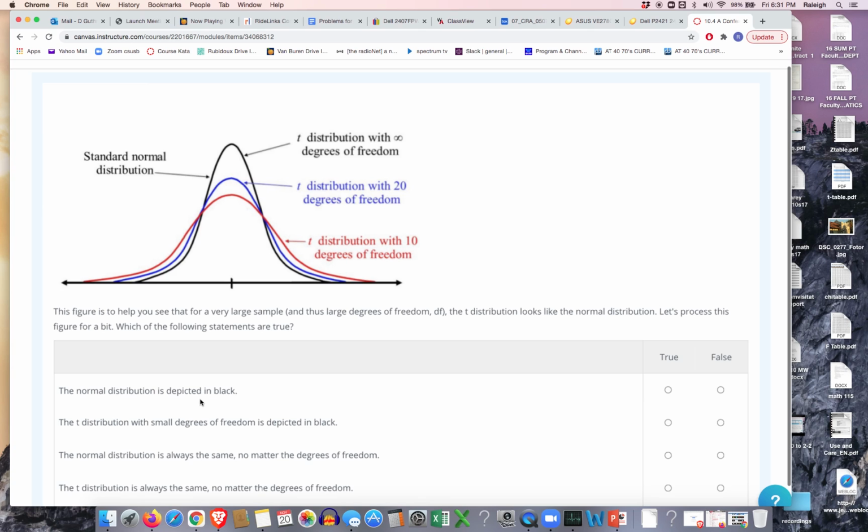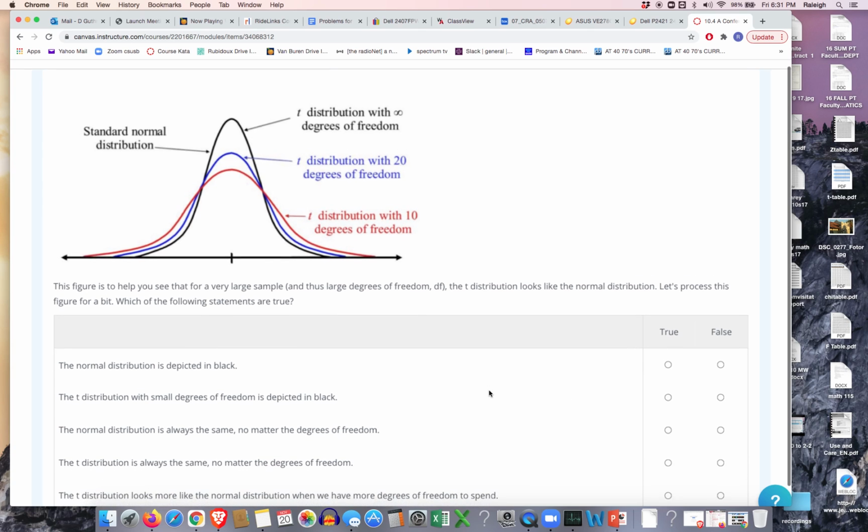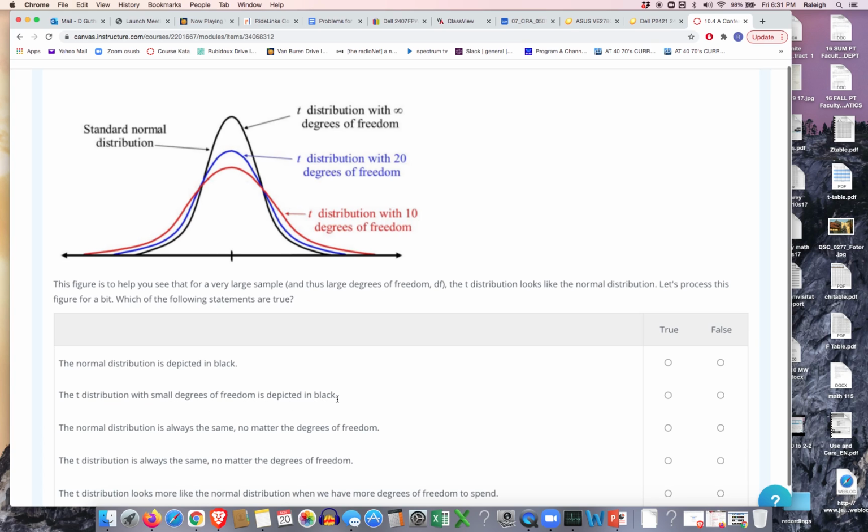The normal distribution is in black. Yes, it is. The t-distribution with small degrees of freedom is depicted in black. No, more like red. The normal distribution, which I call z, is always the same no matter the degrees of freedom. And yes, that's true. That's a big advantage of z, is if you have something where sigma is known, that is, you know the standard deviation, if you collected enough history and things just don't change, like with me in the Forest Service and the tree data, so much of it was not variable, and we just call it sigma, and it made our life a lot easier. Yeah, we had to justify it, of course, but it was still easy to justify.